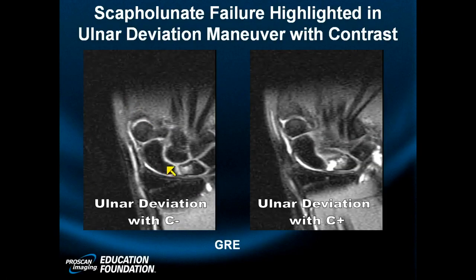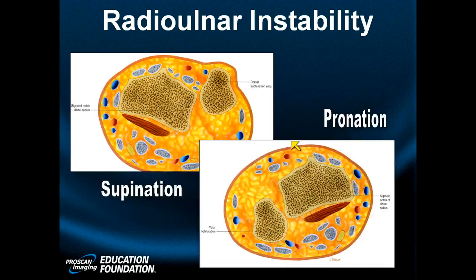This one was done with contrast, and you can see how the contrast has come into the space on ulnar deviation, but the diagnosis was obvious without and with. Here's an example of a supinated wrist and a pronated wrist. Usually in the supinated scenario, with radial ulnar instability, the ulnar will drift dorsally. But it's much more helpful to have both sides. In fact, if you're dealing with a hand surgeon, they will absolutely insist that you have both wrists. So you might as well just do it.